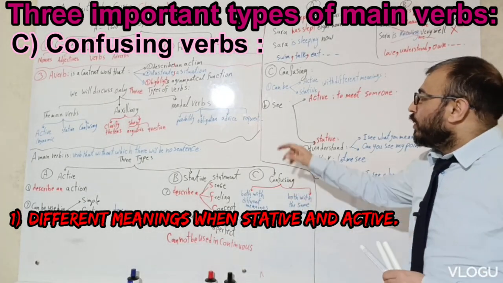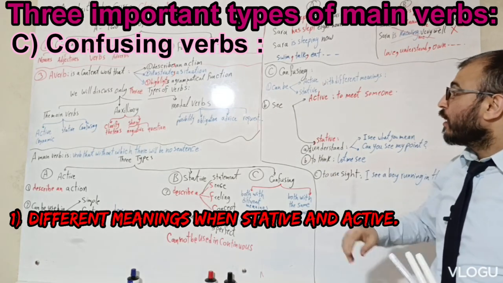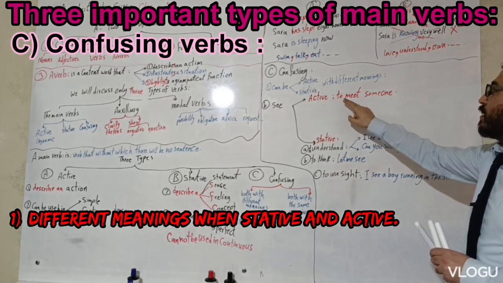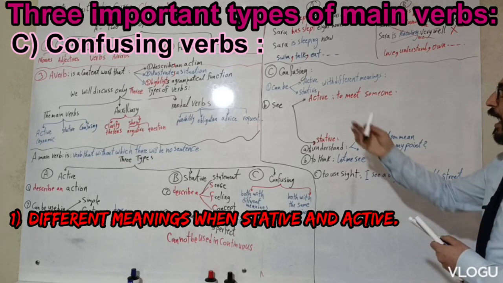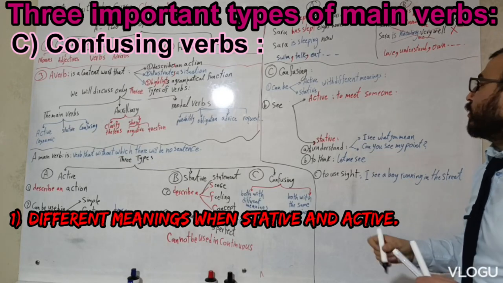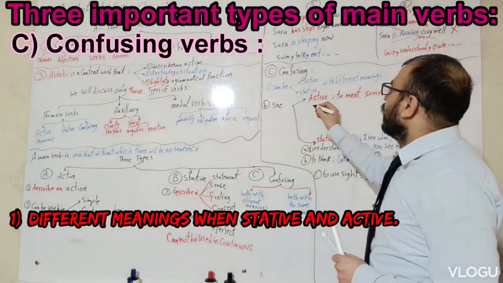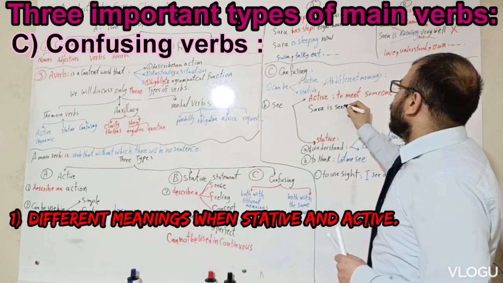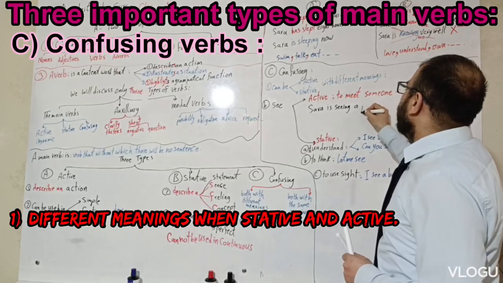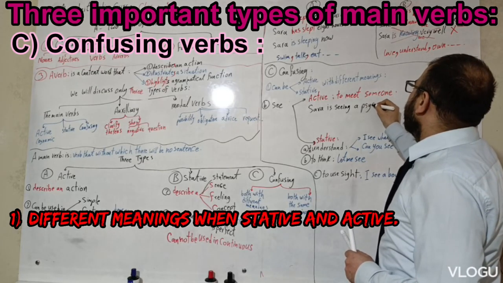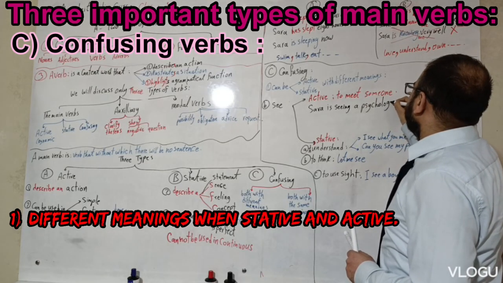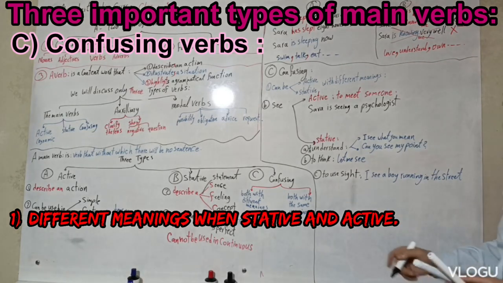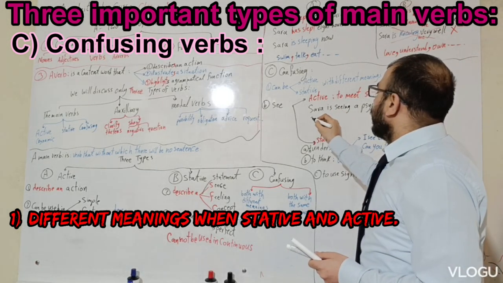The second example here, my friend, is the verb see. Verb see can be used as an active verb, and it means here to meet someone. Active means it can be used in the continuous tense. For example, Sarah is seeing a psychologist. It means she goes to the doctor for treatment.